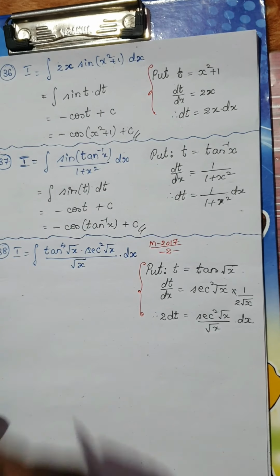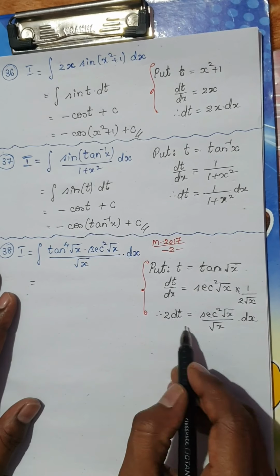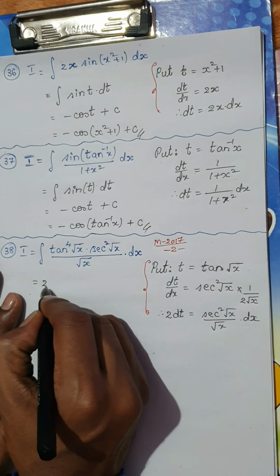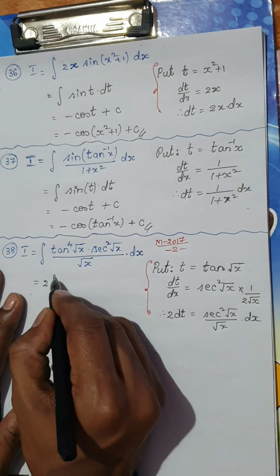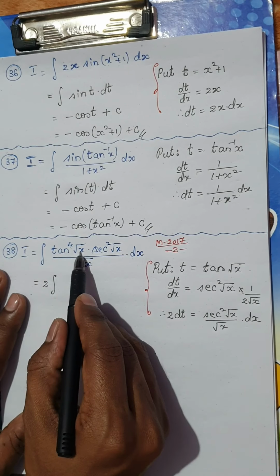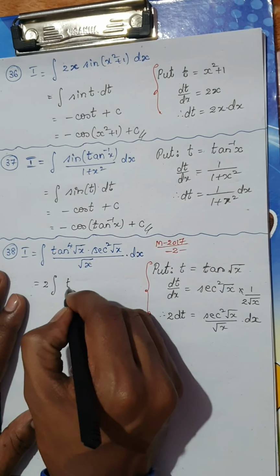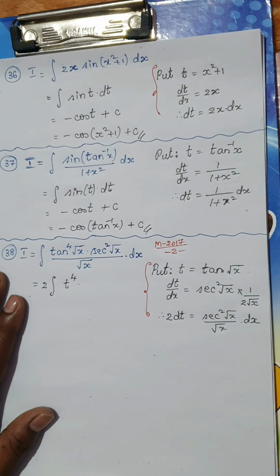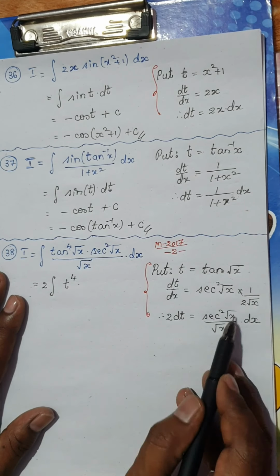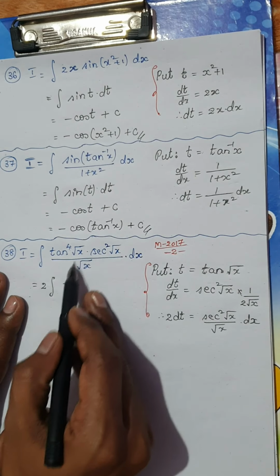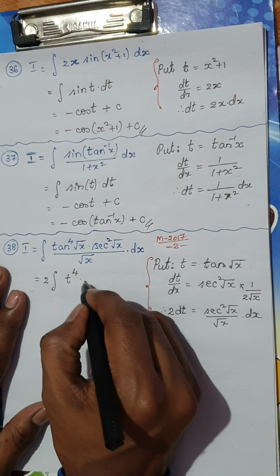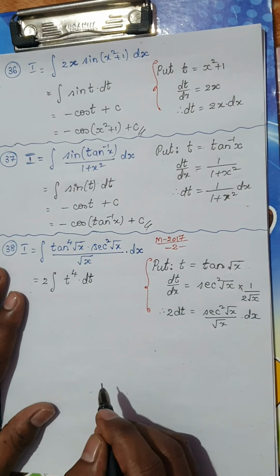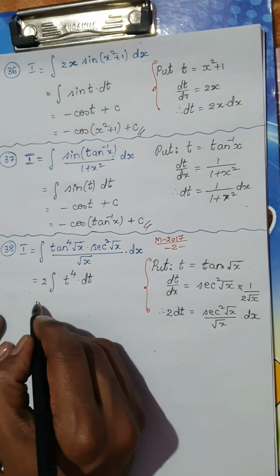Okay, see what happens to the integral now. So, this is nothing but 2 times dt. Let me keep 2 outside, integral of t power 4, remember, I have taken tan root x as t. Now, secant square root x divided by root x, this entire part is taken as dt. So, please be careful.